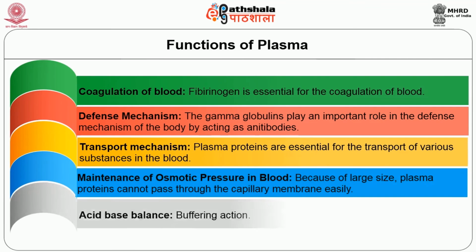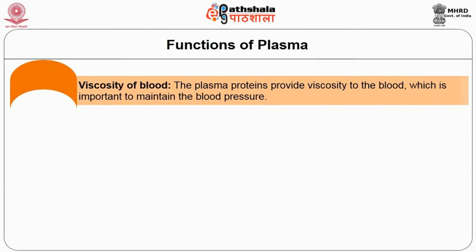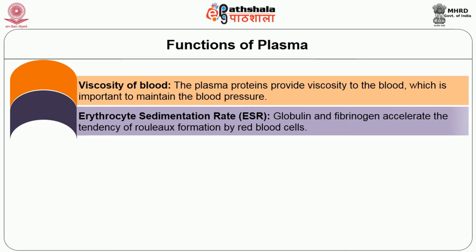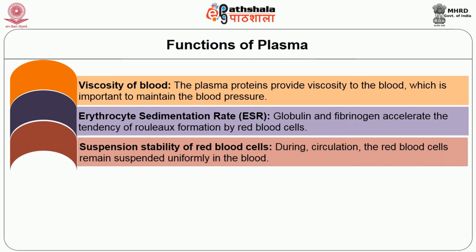The fifth function is acid-base balance, where it has a buffering action. Sixth one is viscosity of blood. The plasma proteins provide viscosity to the blood, which is very important in the maintenance of blood pressure. Erythrocyte sedimentation rate, given by the abbreviation ESR. The globulin and fibrinogen, which are present in the plasma, accelerate the tendency of rouleau formation by the red blood cells. Next is the suspension stability of RBCs.